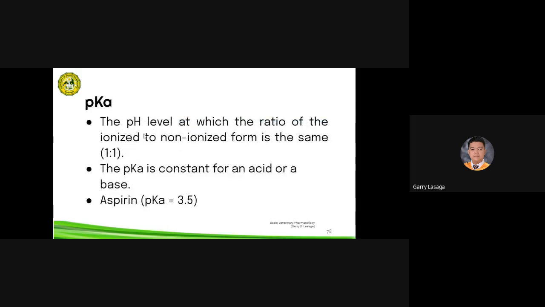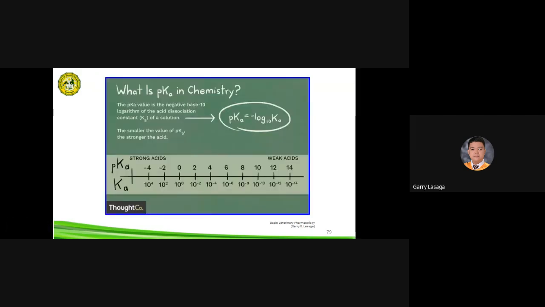So the pKa is the pH level at which the ratio of the ionized and unionized form is equal to 1. So it is constant for an acid or a base. Example, aspirin has a pKa of 3.5. The pKa value in chemistry is also defined as the negative base 10 logarithm of the acid dissociation constant, or the Ka of a solution. So this is the formula for computing the pKa. It is equal to negative log 10 of the Ka.